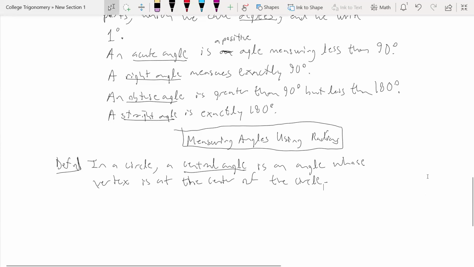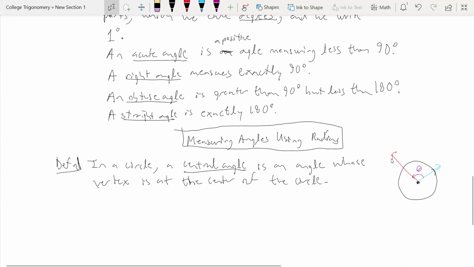So let's just draw a little quick picture here. Here is approximately a circle. Here is the center of that circle. And then we have some initial side. Let's say maybe it shoots off this way. Where is my colors? There you go. And then we have a terminal side. And let's say it's rotating in this direction. Why not? So that's a central angle. I'll call it theta. So theta there is a central angle. So all it takes is that the vertex is at the center of a circle. And now you're a central angle.